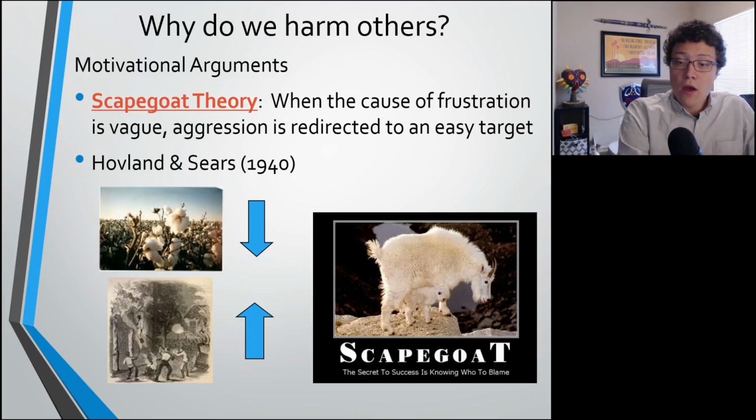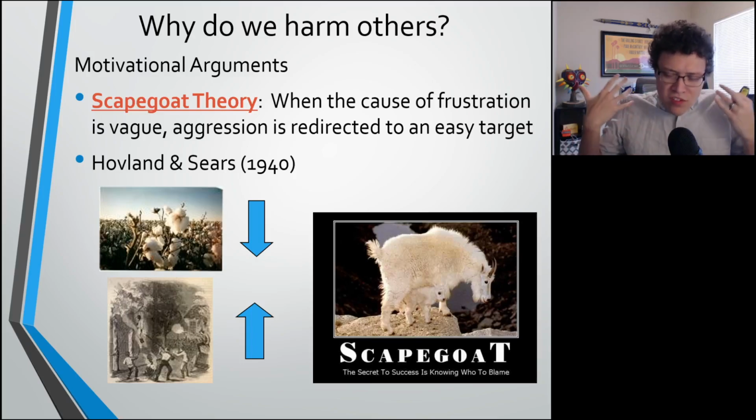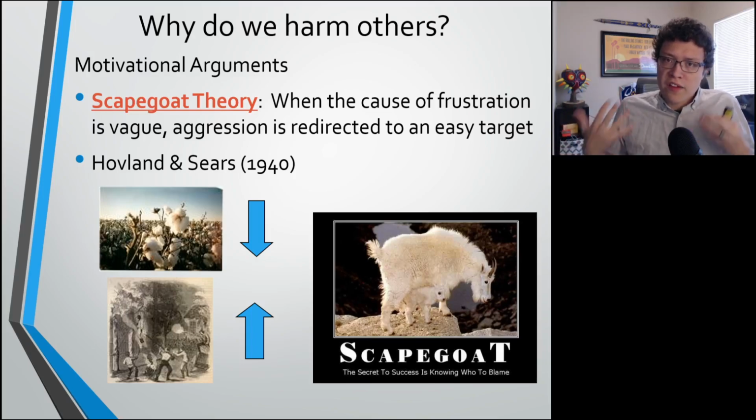Why would this happen? Frustration leads to generalized aggression, but sometimes we can't necessarily point to the cause. A worse economy and lower prices of cotton is a very frustrating thing for people whose livelihoods depend on that. But it's not maybe the thing that comes to mind first as to why you're aggressive or why you're upset. So this might make you push that aggression onto something else.